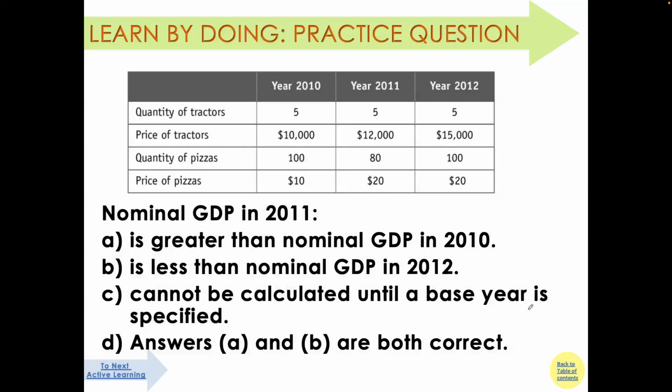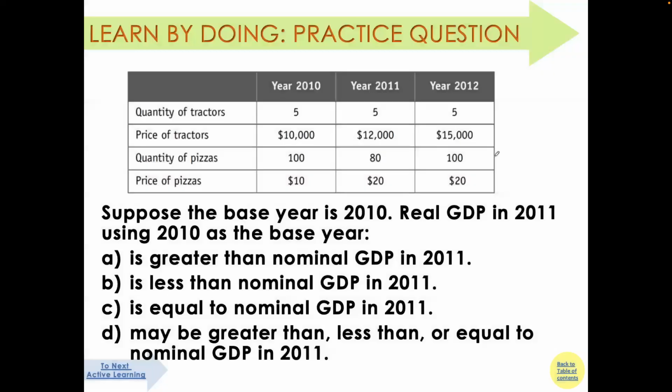Nominal GDP in 2011, or in general, nominal GDP for each year. What are we going to do? We use this times this, and add them together. Same here, this and this together. So I leave the details for this question for you. Now go to the next one.